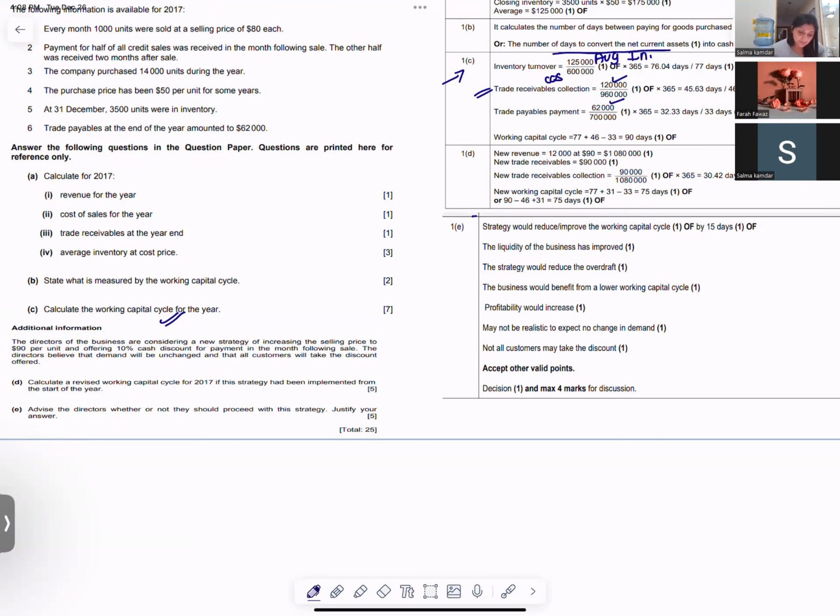Trade receivables divided by credit sales times 365. So trade receivables will also change and the credit sales will also change. So what is your new revenue? What is your new credit sales? It is 12,000 times 90. So your new revenue is 1,080,000. How about your new trade receivables?